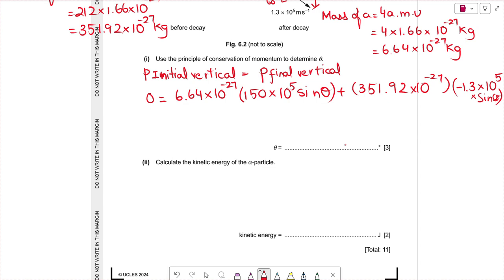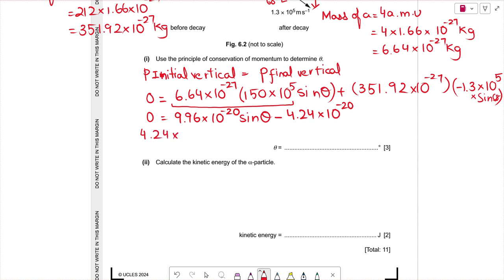By multiplying 6.64 into 10 to the power of minus 27 into 150 into 10 to the power of 5, we get 9.96 into 10 to the power of minus 20 sine theta. Now we have a minus sign here, and if we multiply 351.92 into 10 to the power of minus 27 with 1.3 into 10 to the power of 5 into sine 68, we get 4.24 into 10 to the power of minus 20. Now, if we shift this to the other side, we have 4.24 into 10 to the power of minus 20 with a plus sign. And then we have this.